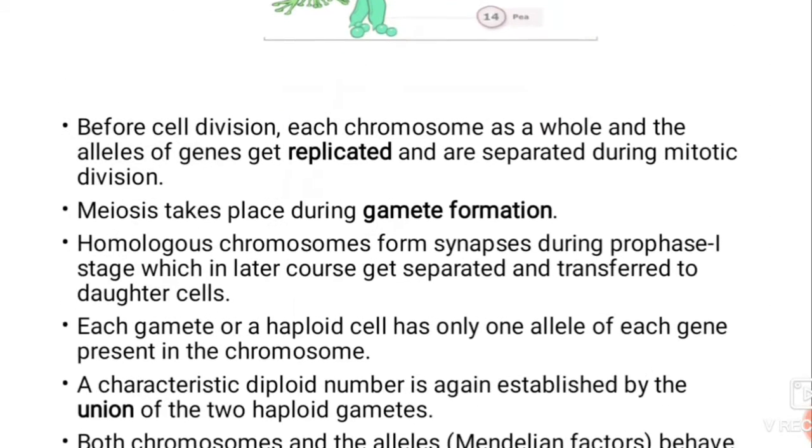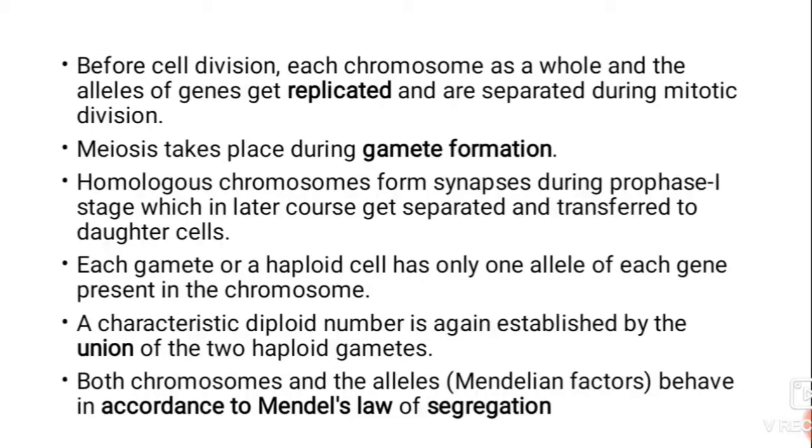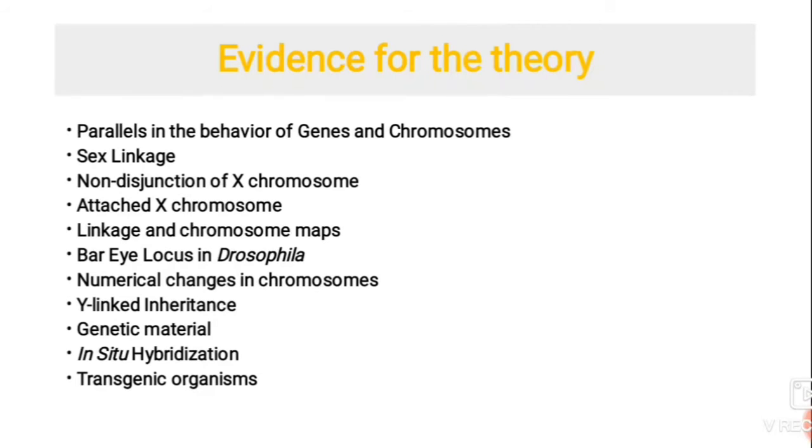Before cell division, each chromosome as a whole and the alleles of the genes get replicated and are separated during mitotic division. Meiosis takes place during gamete formation. Homologous chromosomes form synapses during prophase 1 stage, which later get separated and transferred to daughter cells. Each gamete or haploid cell has only one allele of each gene present in the chromosome. A characteristic diploid number is again established by the union of two haploid gametes. Both chromosomes and the alleles, which are Mendelian factors, behave according to Mendel's laws.